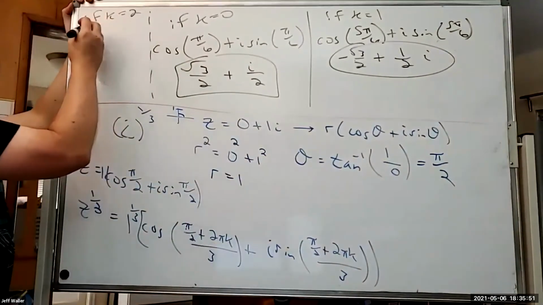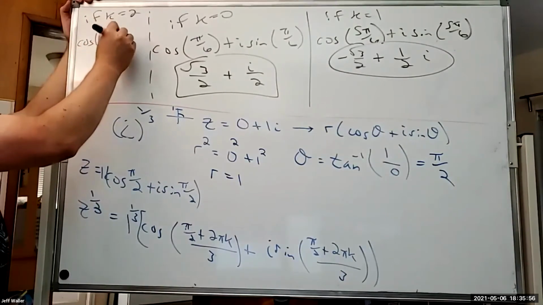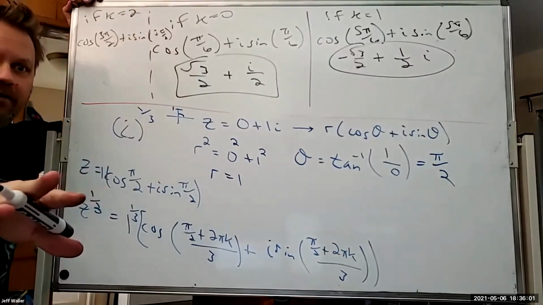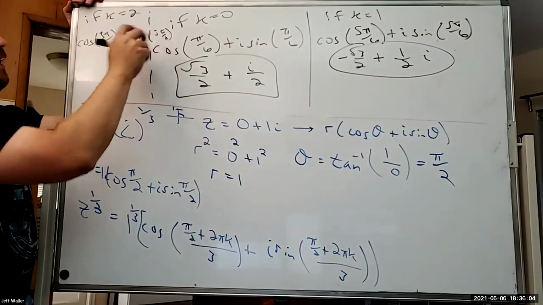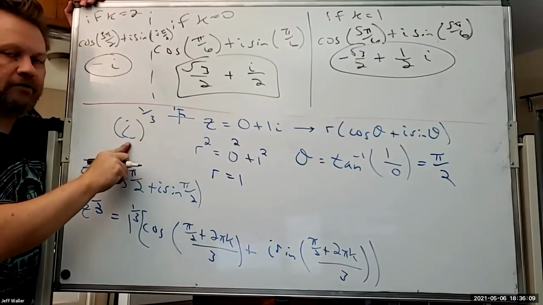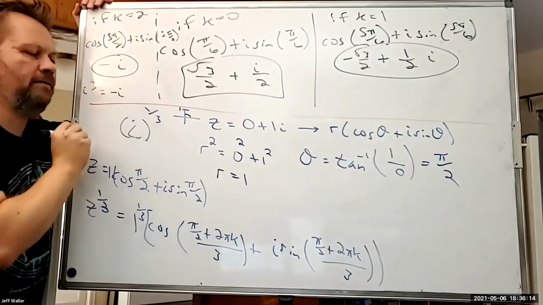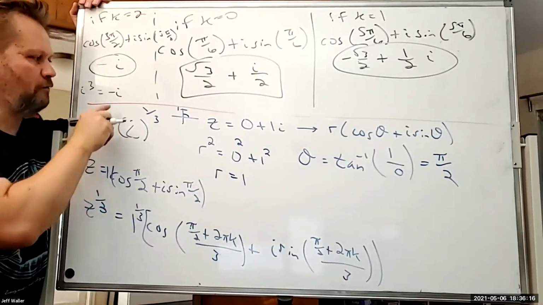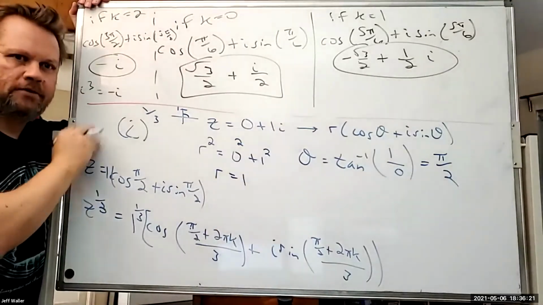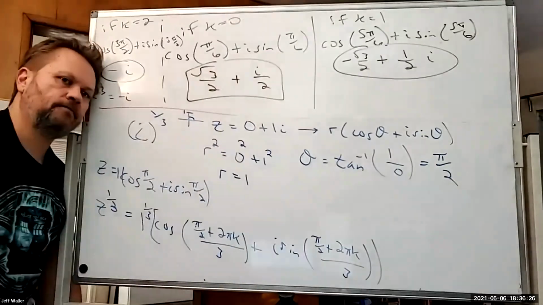So I get cosine of 3 pi over 2 plus i sine of 3 pi over 2. 3 pi over 2 is a beautiful angle. Cosine is 0. Sine is negative 1. So negative i is also a cube root of i. Remember i cubed is negative i? Therefore, negative i cubed is i, which is basically what we just proved. So then we got the two other answers.